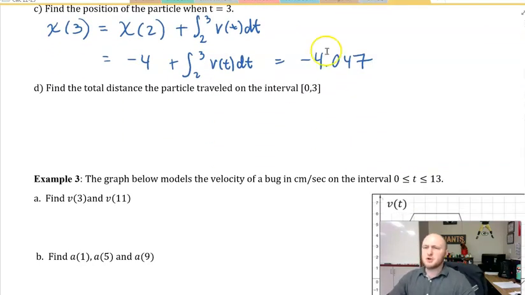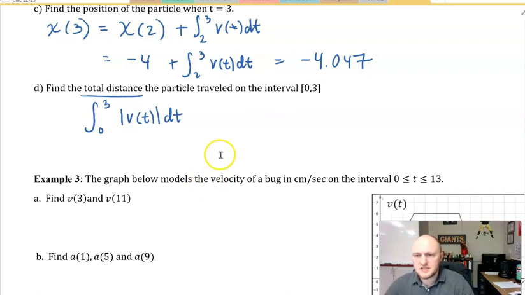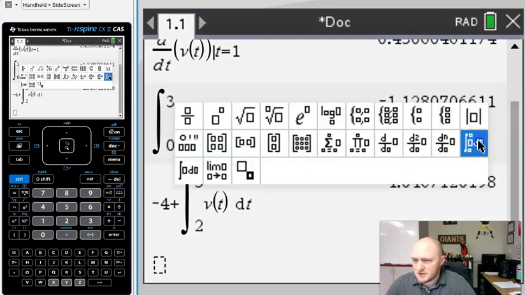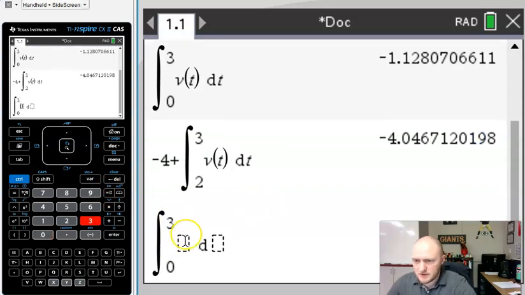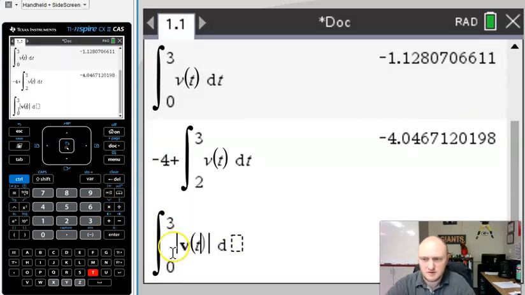All right, lastly, D, find the total distance the particle traveled. When they say total distance, you better make sure that all of that distance, if they went left, if they were negative, you better make that positive. So here, this is the integral from 0 to 3 of the absolute value of v of t dt. So we'll enter this. Go to our calculator. Man, do you see how we're cooking? This question's lightweight. 0 to 3 absolute value of v of t.